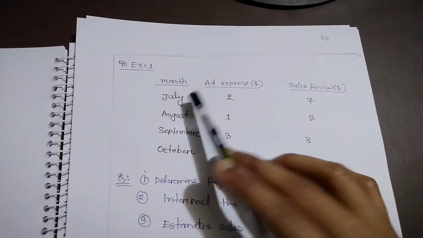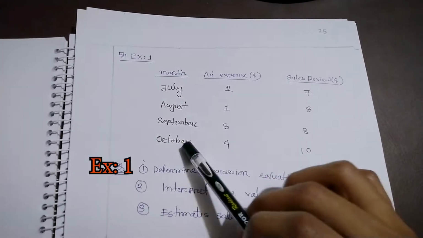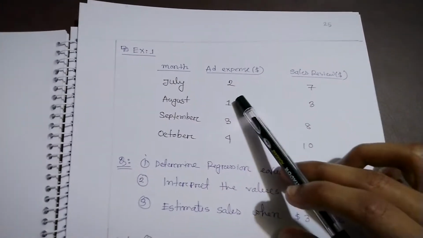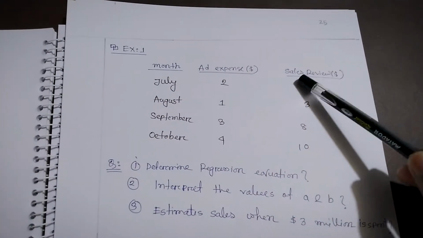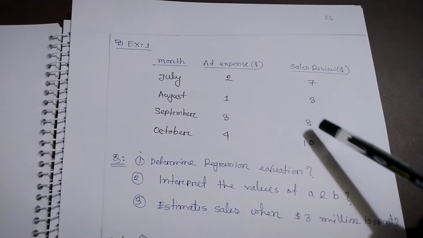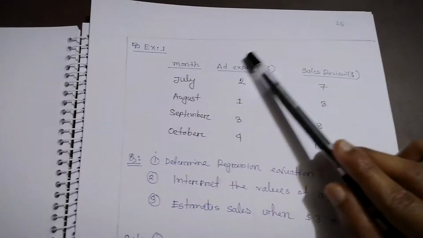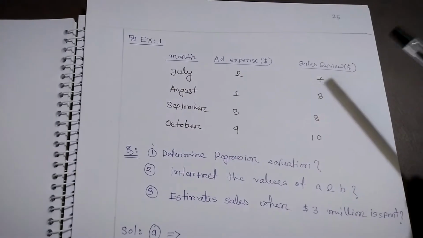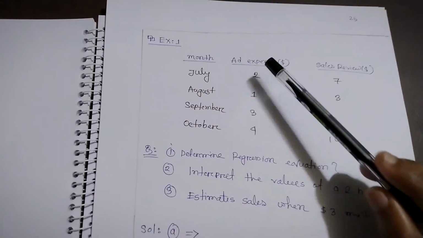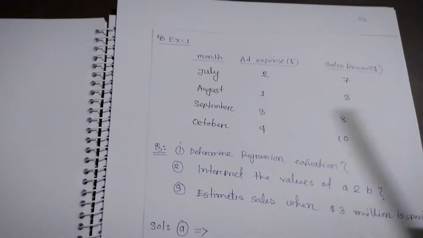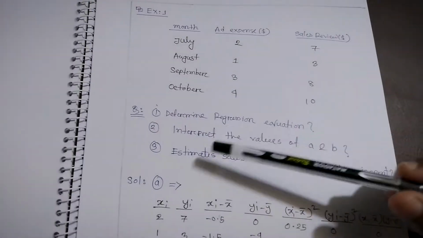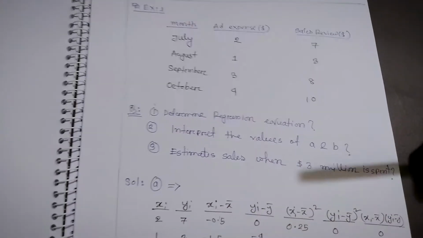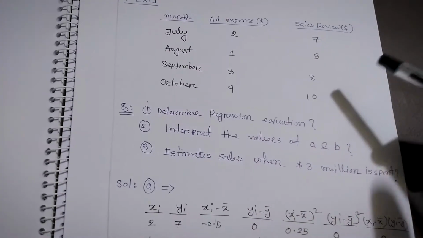Here is an example given: July, August, September, October. These are the months, with ad expenses 2, 1, 3, 4, and sales revenue given as 7, 3, 8, 10 for the different months. You can express the expense as the x variable and the sales revenue as the y variable, because the sales revenue of a month depends on your expense. This is a real life example of how we can understand linear regression.